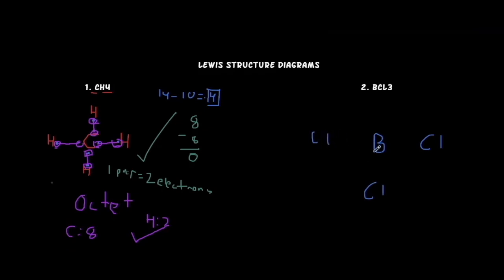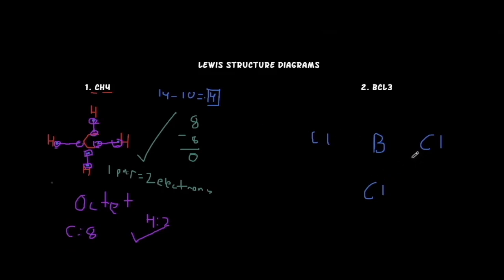Alright, now how many electrons does boron have? Well, boron is in group 13, and 13 minus 10 is equal to 3. So boron would have 3 electrons. But remember, don't get confused by this. You only subtract by 10 from group 13 onward.